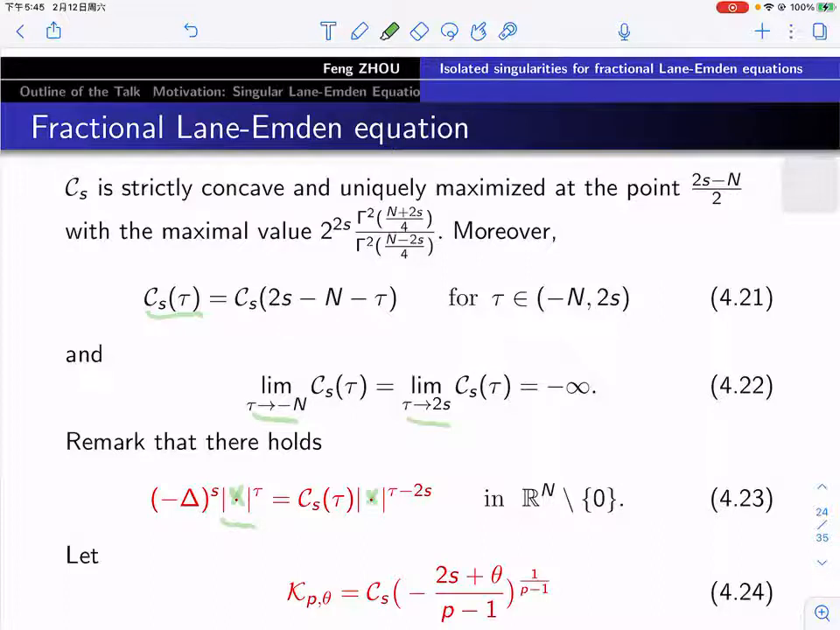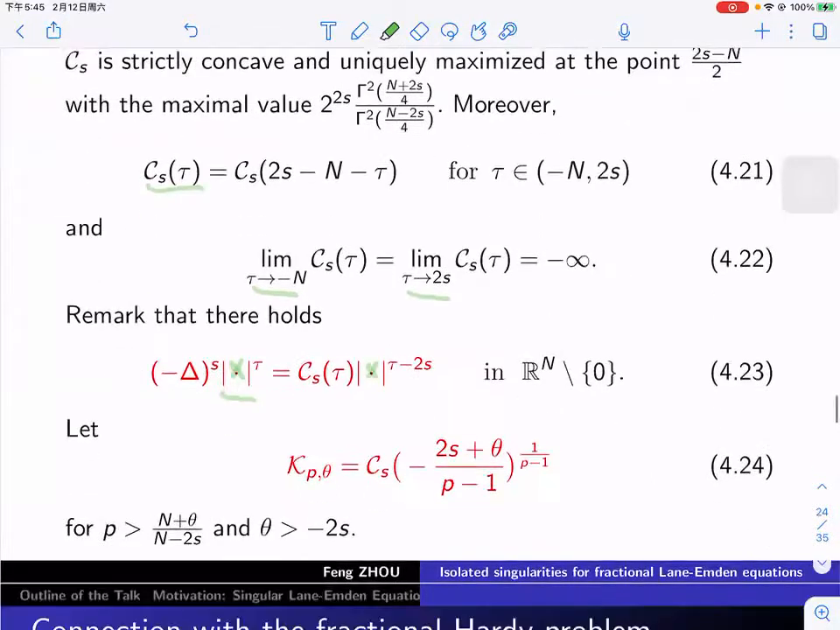So it has this property, and now kappa of p theta is just the function c_s of (-2s + theta)/(p - 1), raised to the power 1/(p - 1). So we define this constant kappa p theta for p bigger than (n + theta)/(n - 2s), and for theta bigger than -2s.